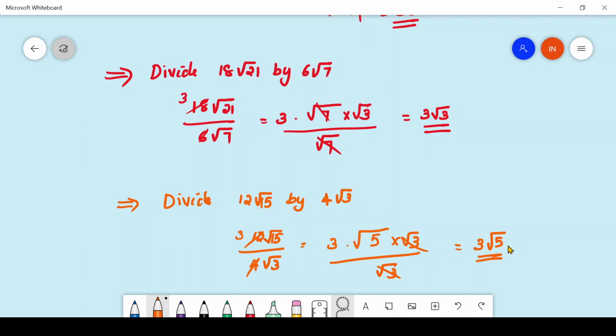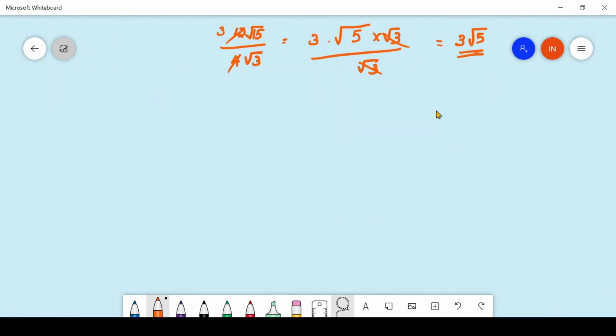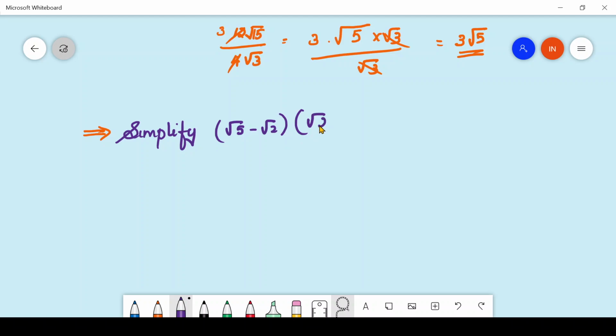Now let's do some simplification. I hope you are all ready now to go ahead and do this. So next is to simplify. First one is root 5 minus root 2 into root 2 minus root 3. Here we have to use the identity we already learned. So we have to open the bracket and do it like that. Okay, so let's go ahead.